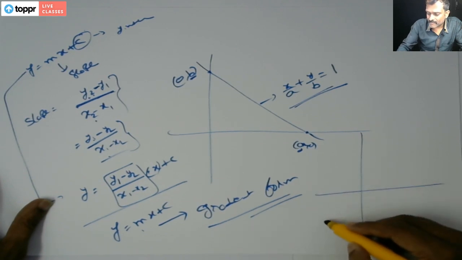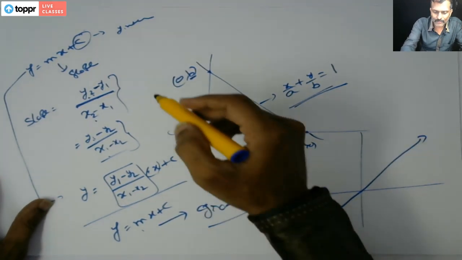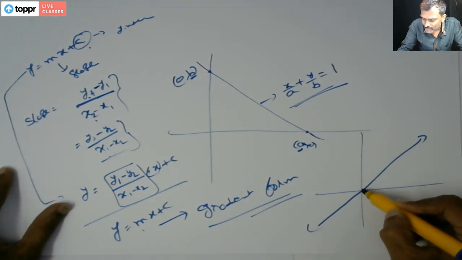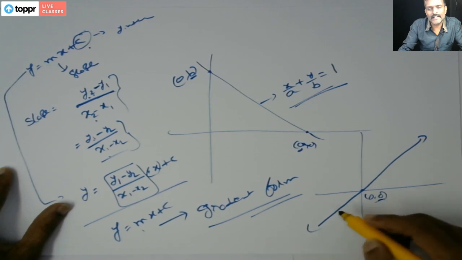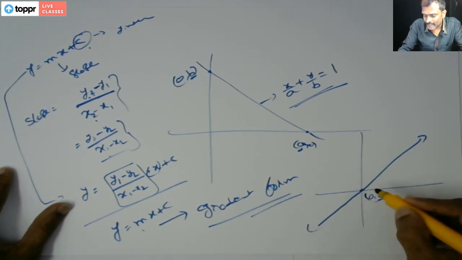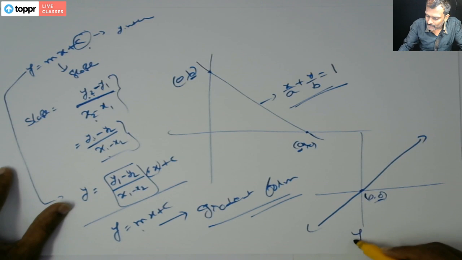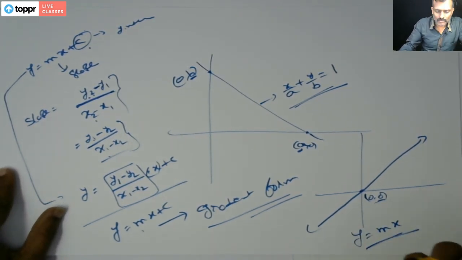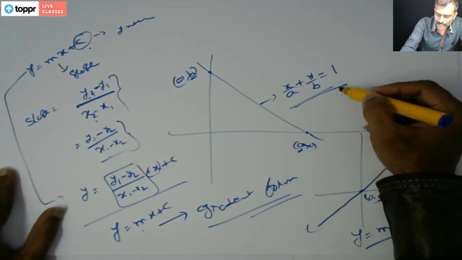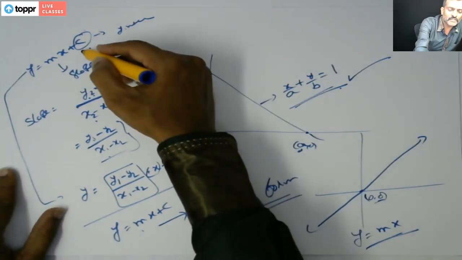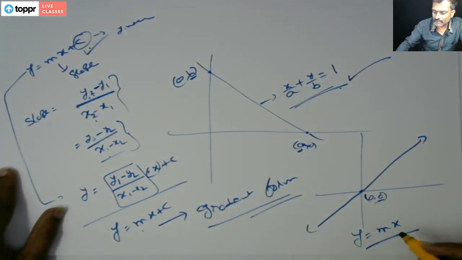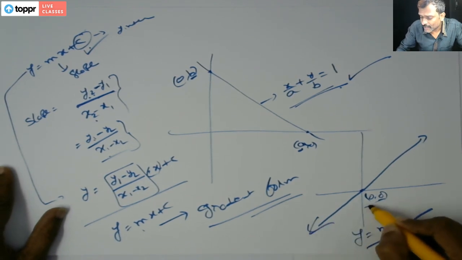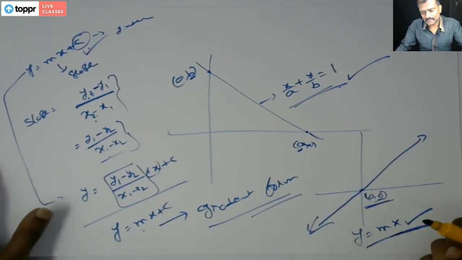Sometimes the line just passes through the origin. I told you c is the y-intercept. So here the y-intercept is 0, because the line is cutting the y-axis at 0. Then the equation is simply y is equal to mx. So far we have seen x by a plus y by b is equal to 1 is one form, y is equal to mx plus c is another form, and y is equal to mx is another form, when the line passes through the origin.